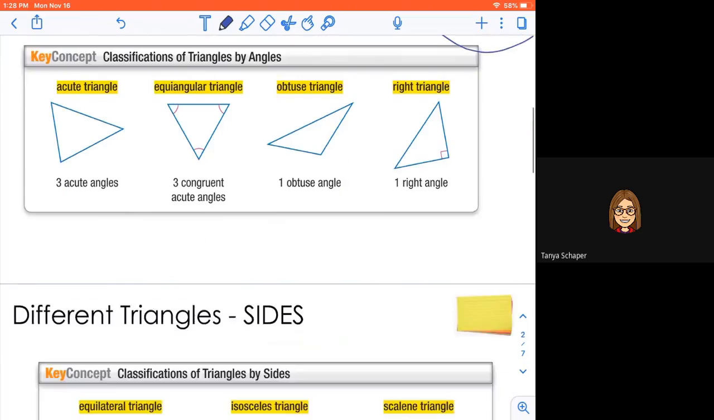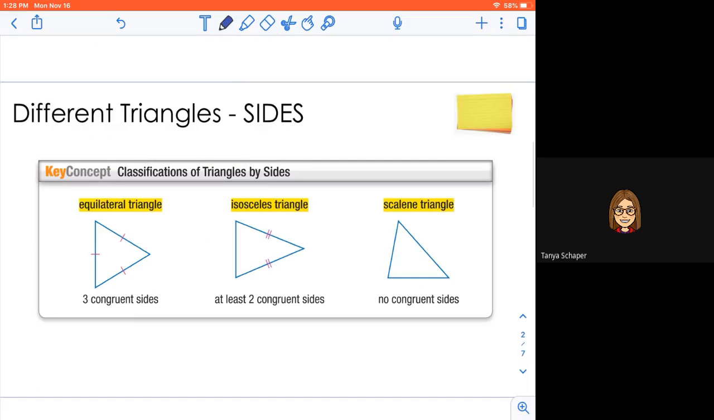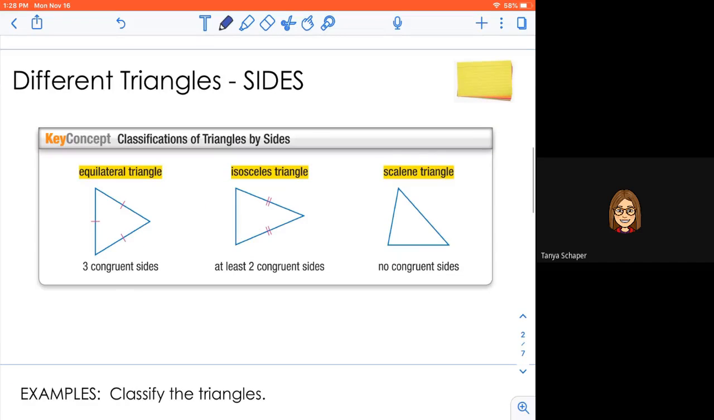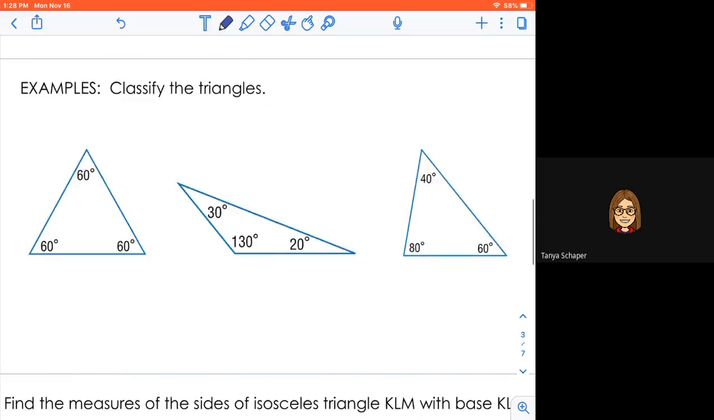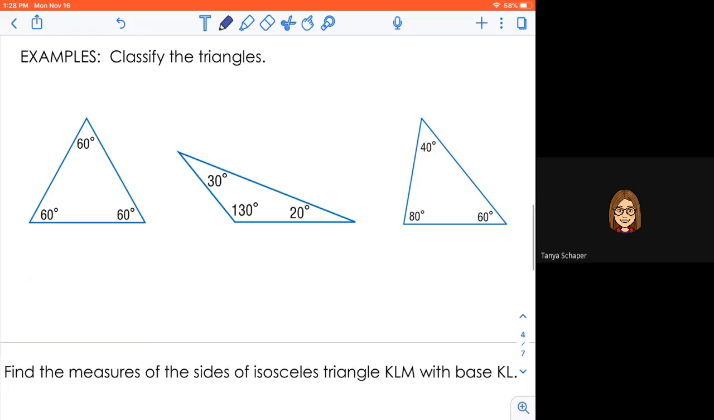You can also identify triangles by their sides, whether it's equilateral, isosceles, or scalene. So if we're going to classify these triangles, I'm going to add on some side length measurements because that was missing from these pictures.